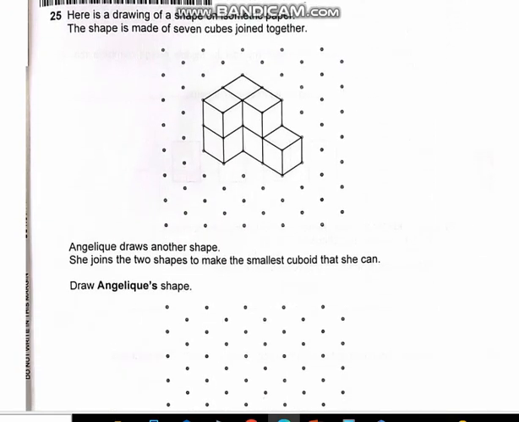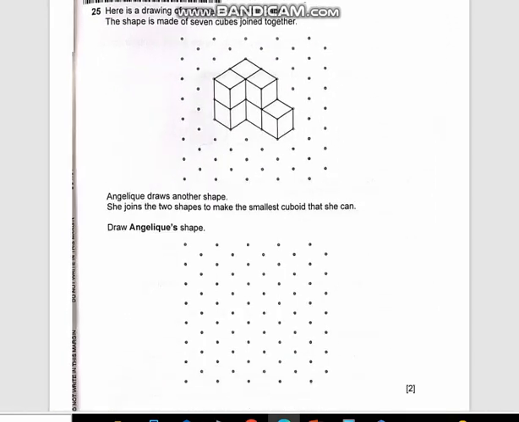So here is a drawing of a shape on isometric paper. The shape is made of seven cubes joined together. So this is 2, 4, 5, 6, and 7. These are the seven cubes joined together. Angelique draws another shape. She joins the two shapes to make the smallest cuboid that she can make. She has to draw the Angelique shape.